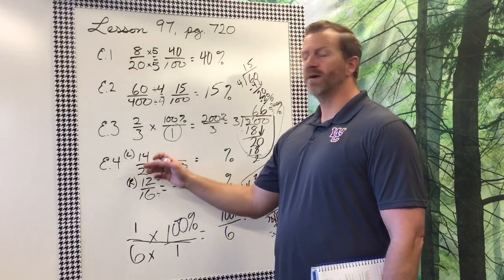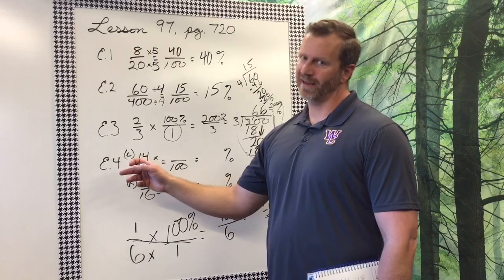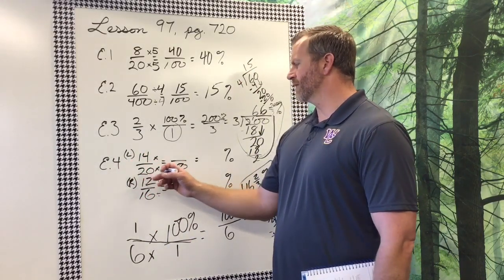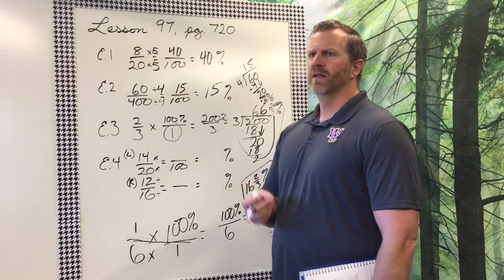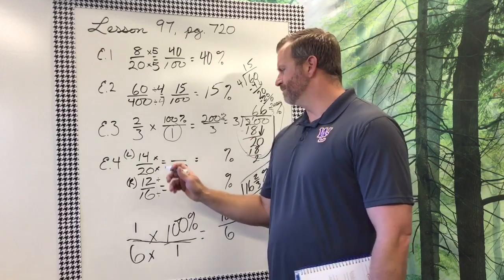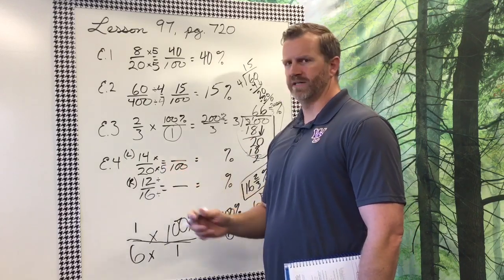Now, I set up both fractions. I put a little L for Langston, a little R for Rodriguez. All right, here we go. Now, 20 times what gives us that 100? Yosua, help me out here. 20 times what gives us that 100? There you go, 20 times 5.